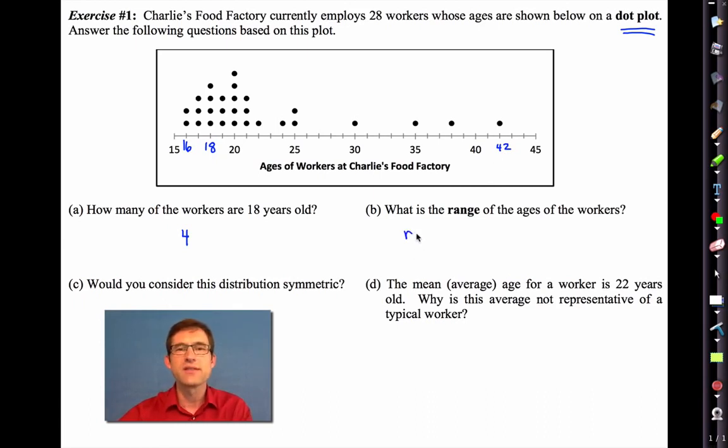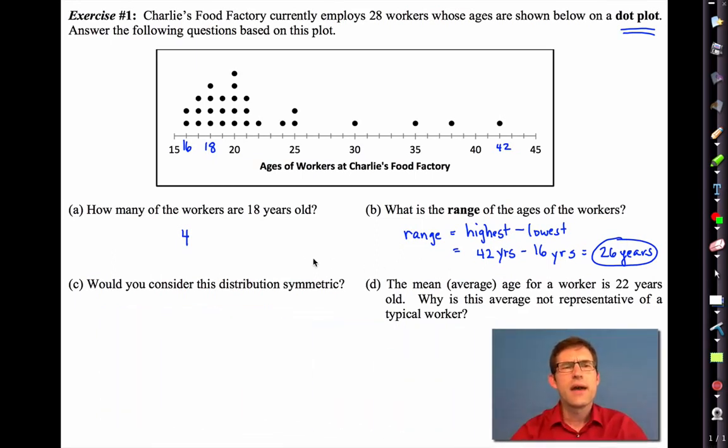But unfortunately, in statistics, range has a very specific meaning. It is the highest value, I was going to say the maximum, and that would work as well. It's the highest minus the lowest value. The highest value being 42 years, and it does have units, the lowest value being 16 years, and so we simply subtract that, and the range is 26 years. All right, 26 years.